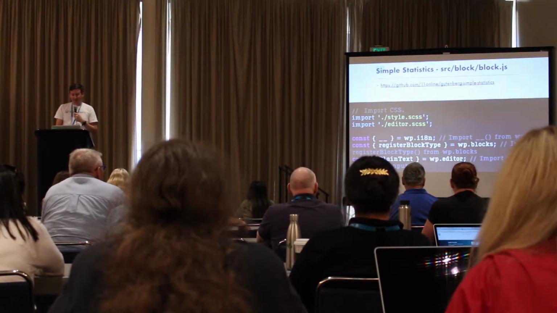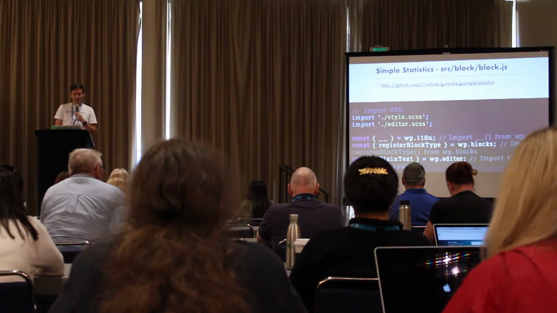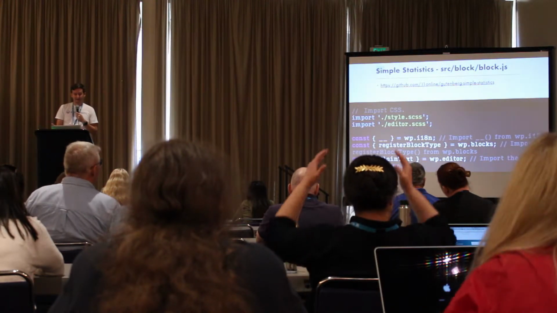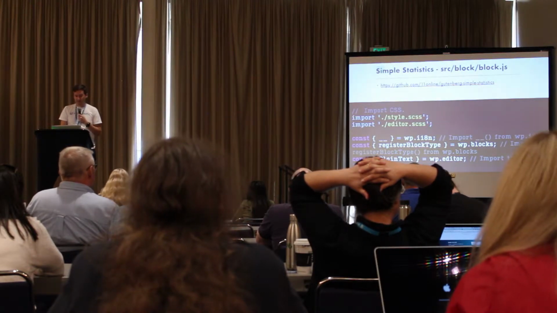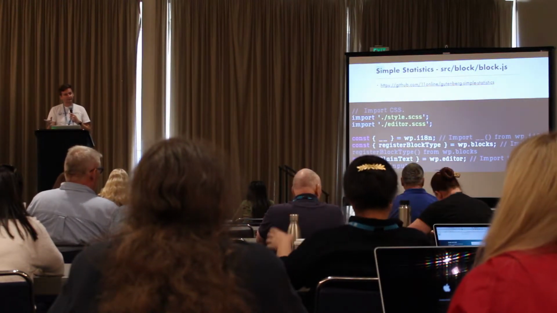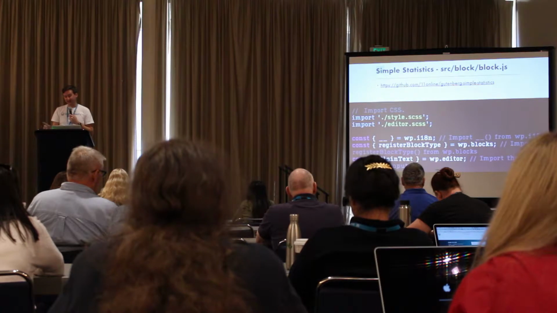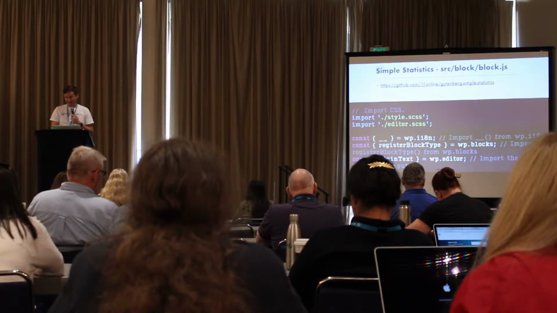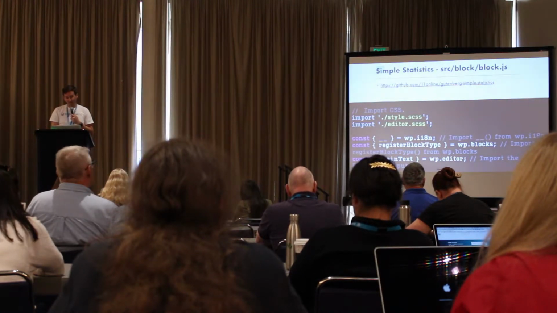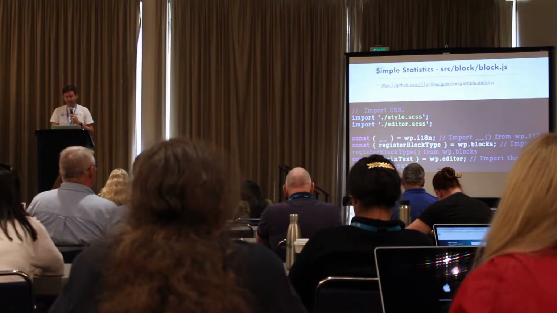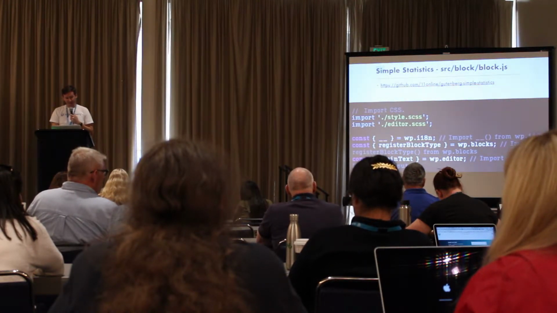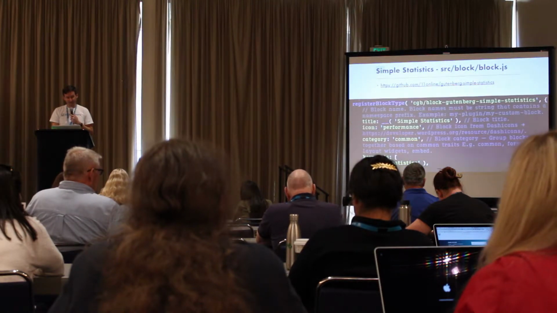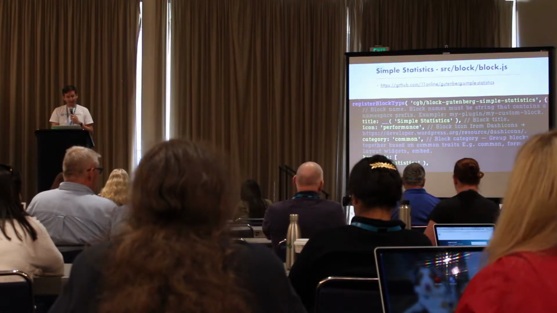To get started with a block, you always need to import some things. If you use create Guten block, you'll get a style.scss and editor.scss. Style is global to both front and back end, and editor is specific to the back end. Then you just need to import a few things. You always need to import registerBlockType, and then we're importing a few other things, including the PlainText component.